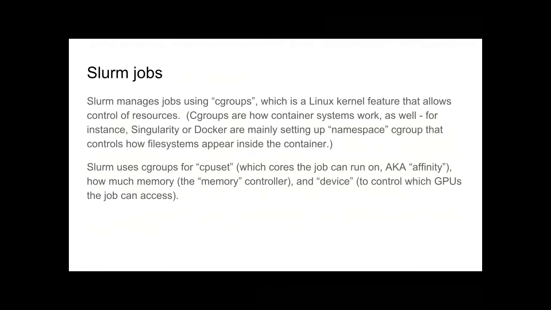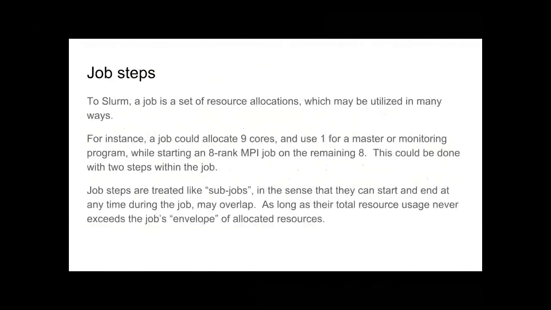This is sort of interesting to me because this is really the hard part of container systems like Singularity or Docker. They additionally also have a namespace cgroup that makes different file systems appear within the container. In Slurm, a job step corresponds with a cgroup across potentially a number of hosts.